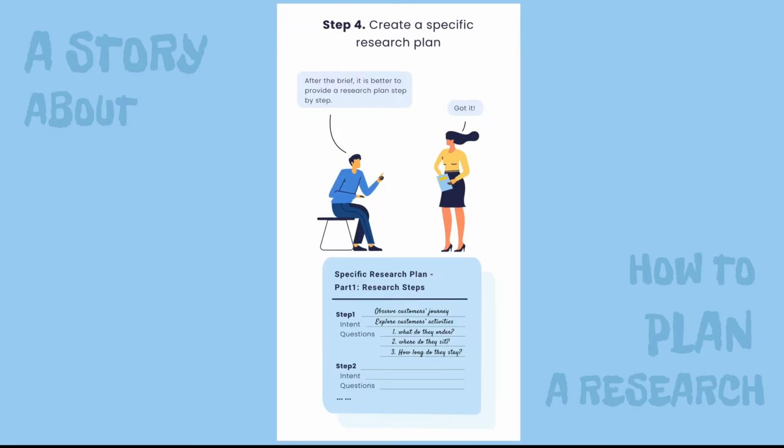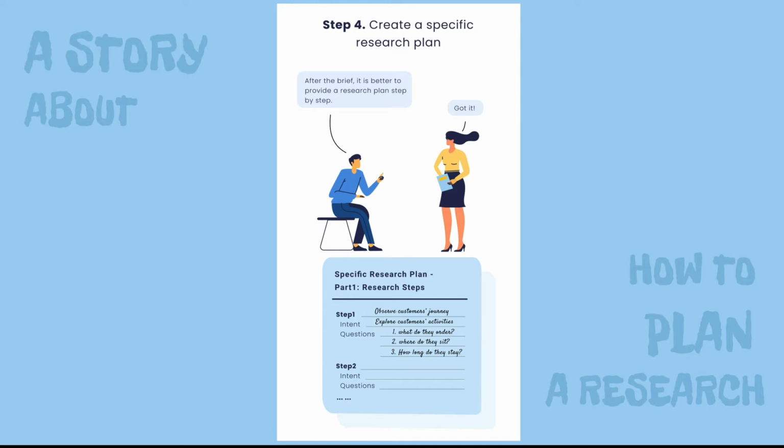It makes sense. For the fourth step, we need to create a specific research plan. After the brief, it's better to provide a research plan step by step. Got it. So for the specific research plan, first part, we need to do the research steps. For example, for the step 1, maybe we're observing the customer journey. For the intent, maybe you need to fill out exploring customer activities.